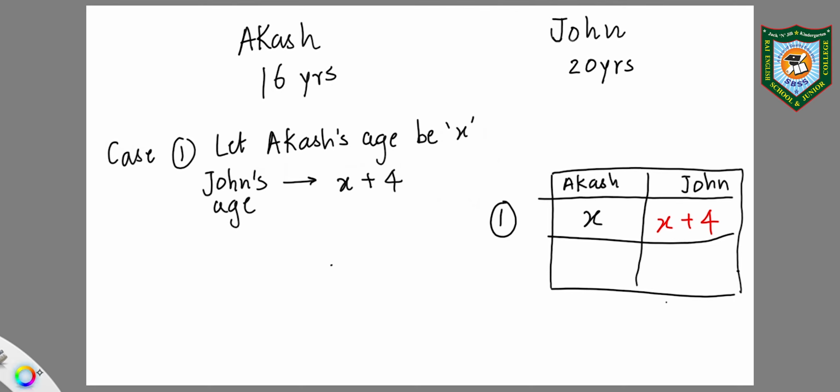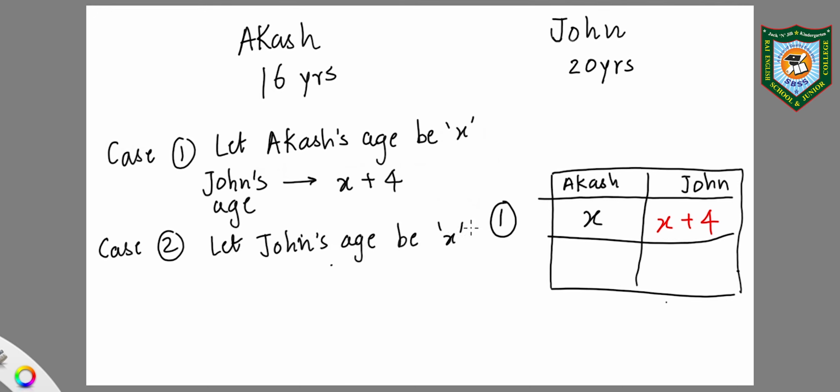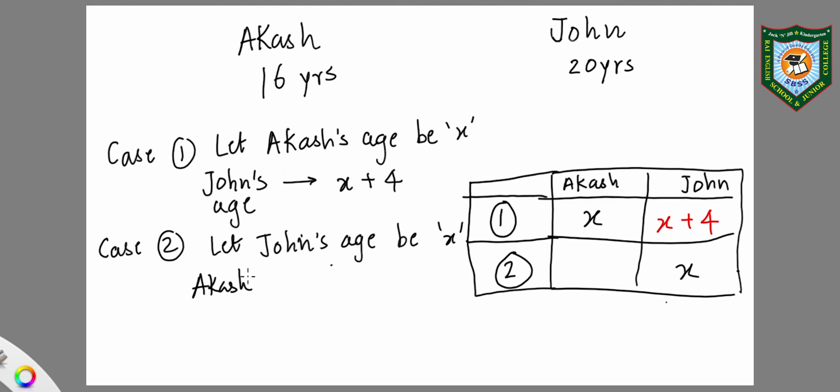Now let's take case 2 and see what happens. I have John's age as X. This is my case number 2. And now we can clearly see that Akash is younger than John. That means his age becomes X minus 4. So here I have case 2, which is X minus 4.